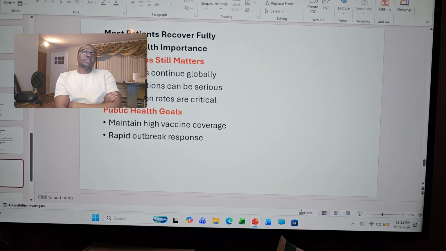Public health is very important. Why mumps still matters: outbreaks continue globally. Complications can be serious. Vaccination rates are critical. Public health goal: maintain high vaccine coverage and rapid outbreak response.